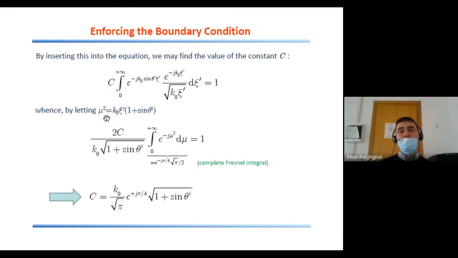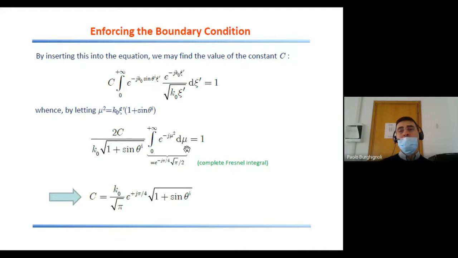We introduce the new integration variable mu, whose square is k0 psi prime times 1 plus the sine of theta I. If you do that, you take out of the integral the terms coming from the Jacobian. And the remaining integral is a complete integral. So that was one of the examples we evaluated at the beginning of this course.